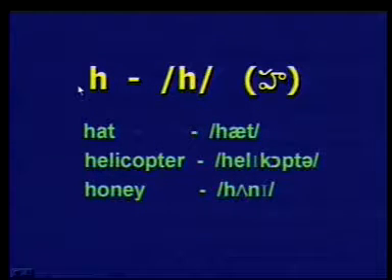and then H. The sound H is corresponding to the Telugu letter H. So it is like H-A-T, hat, and then H-E-L-I-C-O-P-T-E-R, helicopter, H-O-N-E-Y, honey. In all these words, it is a very clear H sound.